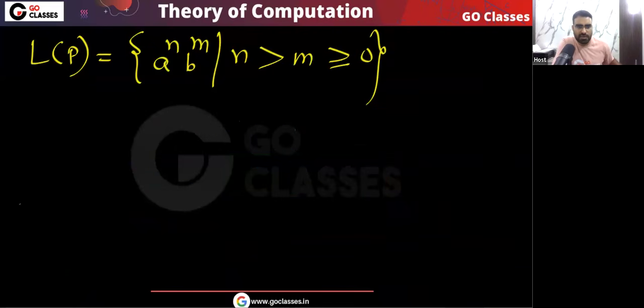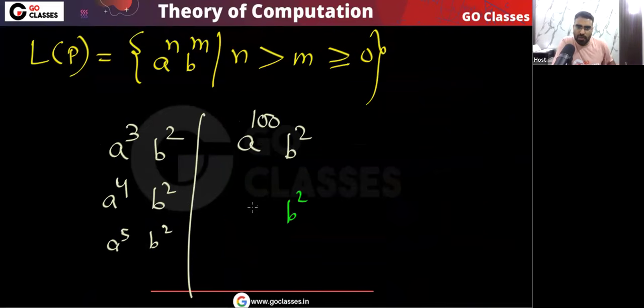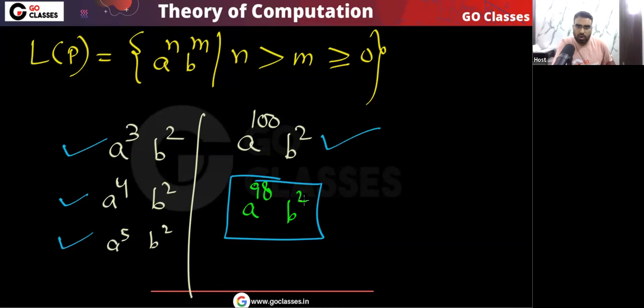Actually, in this language, we have this type of strings. For example, if your number of b is 2, then the number of a can be 3 also, 4 also, 5 also. Anything, because if the number of b is 2, then the number of a can be 100 also, no problem. But remember, when you have b^2, then a^98, this string is a 100 length string. All are fine, all belong to L.